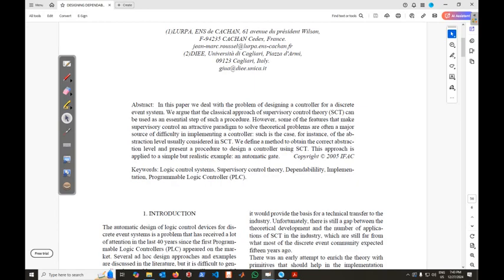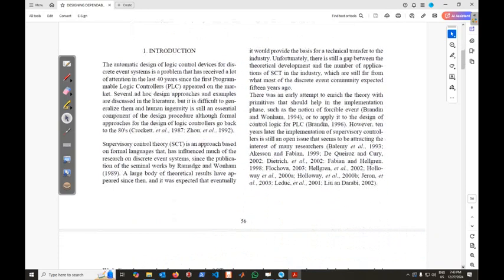Let us have a look at the introduction. The introduction speaks about the automatic design of logic control for discrete systems over 40 years, and they state clearly that their target is working with the PLC, or the programmable logic controllers. The idea here is how to design the controller of the programmable logic control. They say that there are ad hoc design approaches, but it is difficult to generalize them. That is why, at the time the paper was written, the design was mainly based on human ingenuity. It means that there is no straightforward or systematic methodology to design the controller.